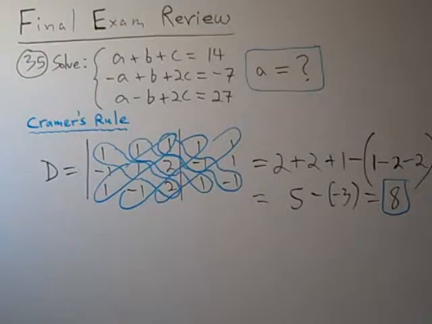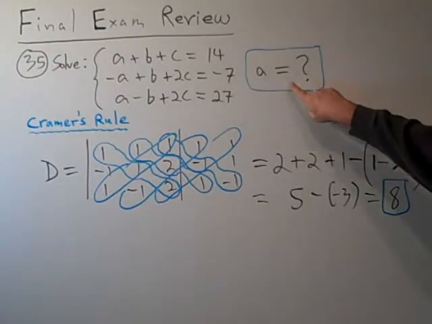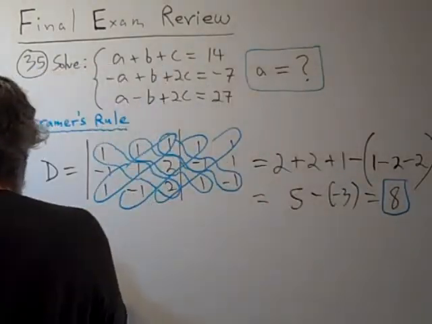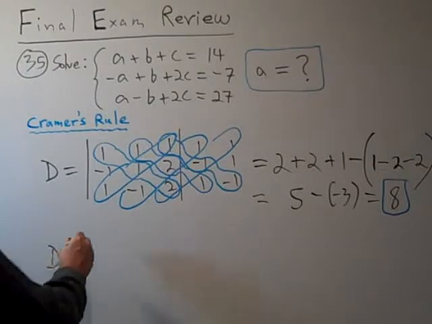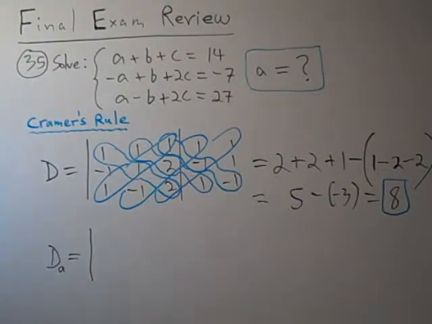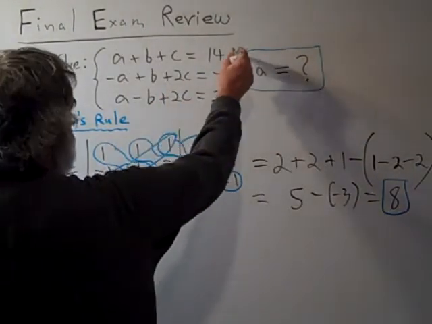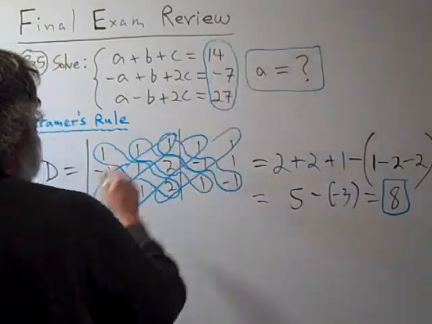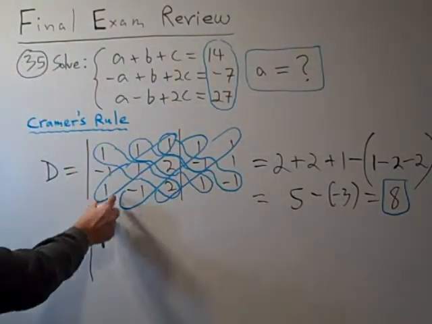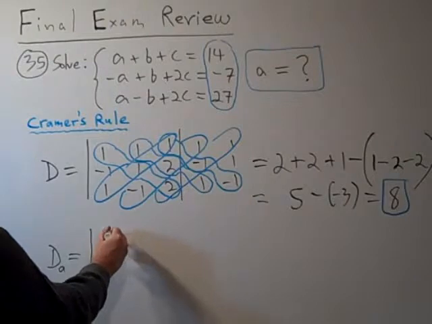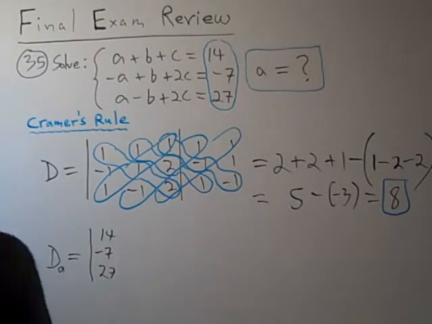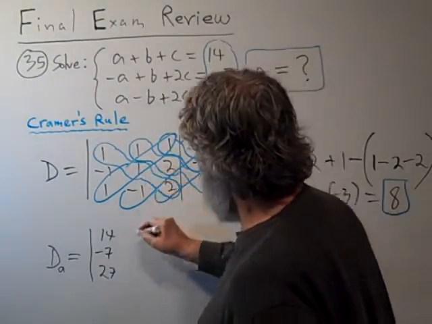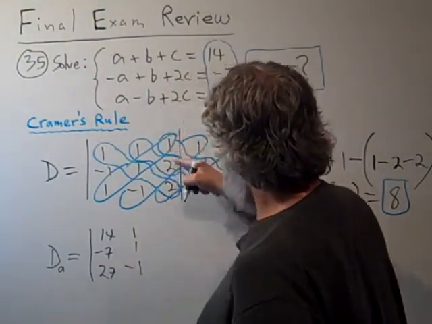D equals 8. In order to find A, we need to calculate another determinant, D sub A, which is a lot like the one we just calculated, except we now use these numbers to cover up the numbers and the coefficients in the A column. So 14, -7, and 27. The rest is the same, 1, -1, and 1, 2, 2.